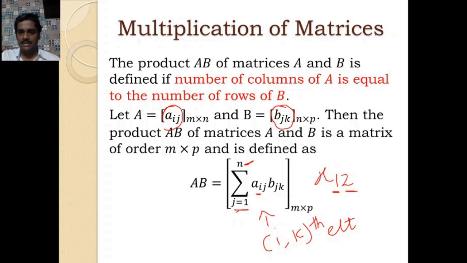So this one means you have to pick first row of A. This 2 means you have to pick second column of B and you have to multiply them to get an element present in first row, second column. Okay.